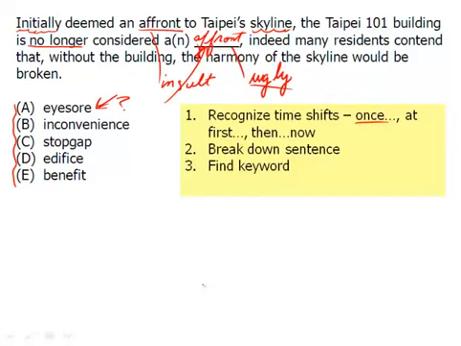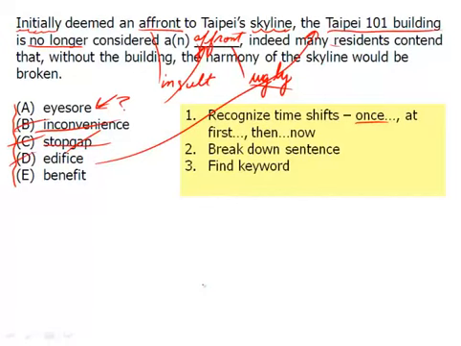Words like "inconvenience" don't really work in this context because you're describing something that's not pleasant to look at. It's not that it's an inconvenience. "Stopgap": maybe there was a gap in the skyline beforehand and you think, oh, that could be something. But again, that word does not mean ugliness or something that's an affront or an insult to one's view. Rather, a stopgap is a measure or a substitute. So get rid of C, get rid of B. We have "edifice," which is a trap answer in the sense that this Taipei 101 building is an edifice.